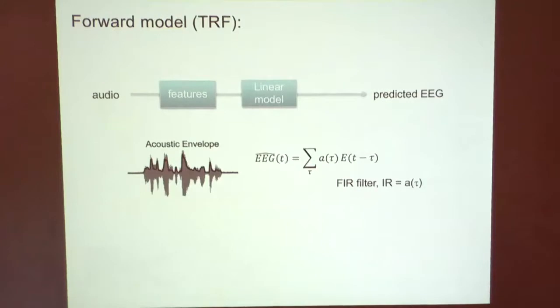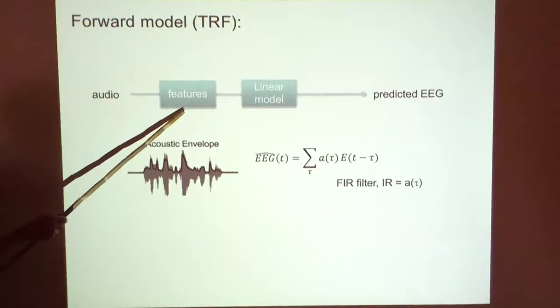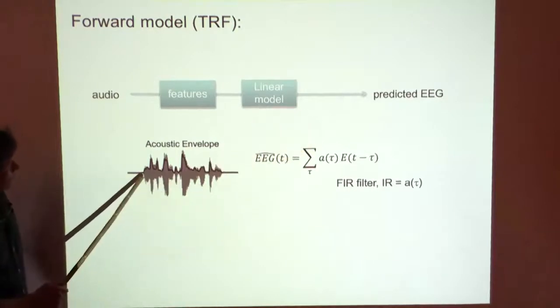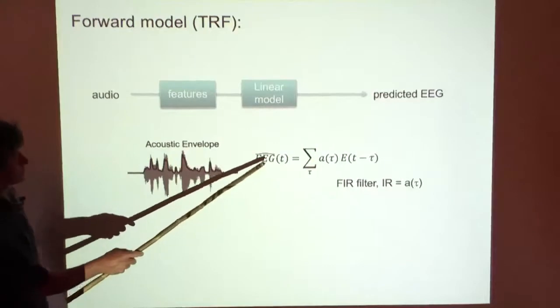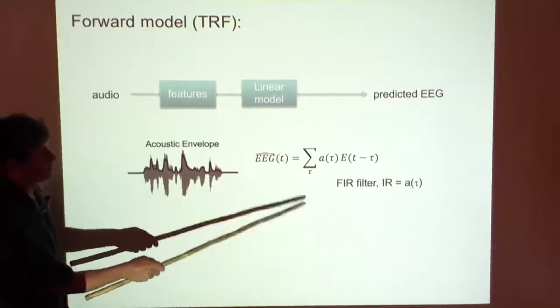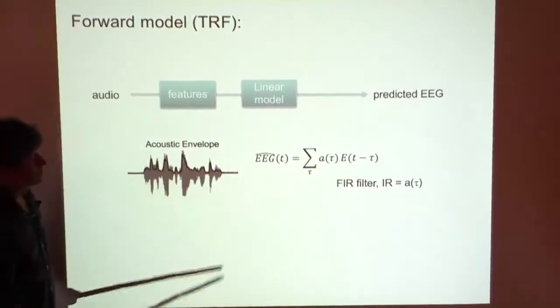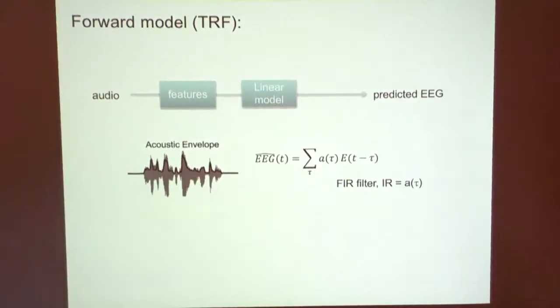So for forward models, you take the audio. It's not really the audio, you have to derive features first. Like, it could be just the waveform envelope, or it could be a spectrogram representation, or it could potentially be something more sophisticated. And you predict the EEG, and it looks like this. So here, for example, if your feature is the acoustic envelope, you're going to fit a model like this. So you express the EEG at time t as a weighted sum of samples of this envelope in the past. And the solution to this gives you an FIR filter.